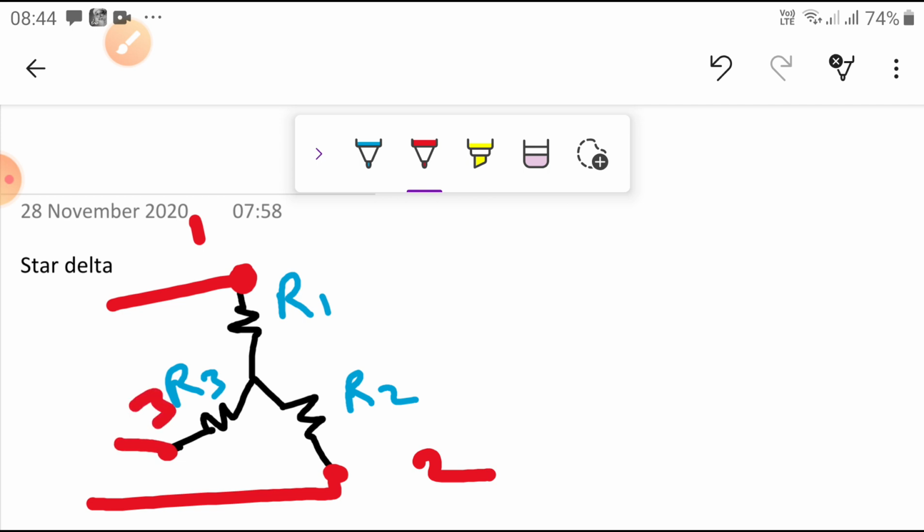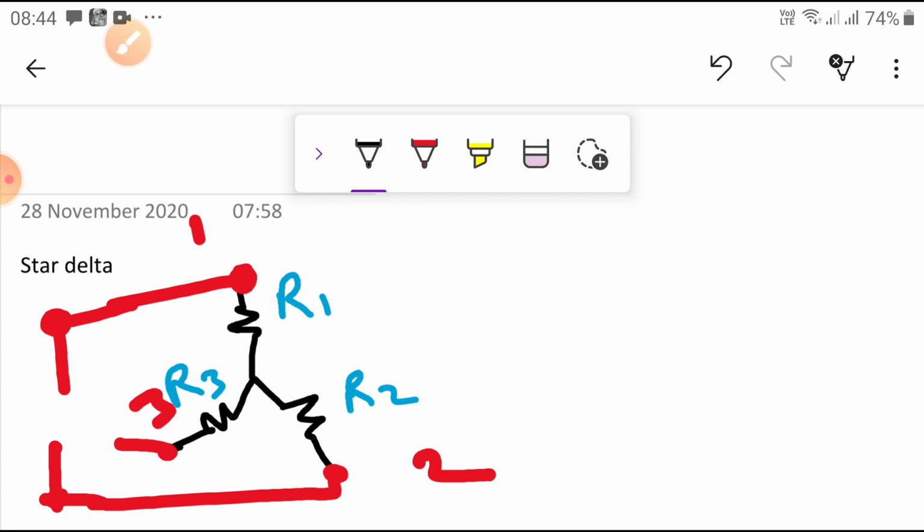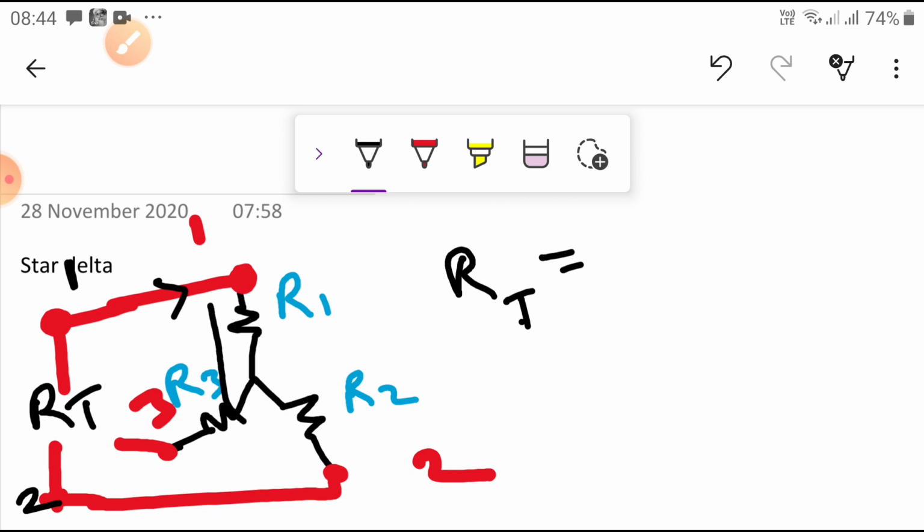Now I want to know what is the resistance between node 1 and node 2. What will happen? The total resistance in this circuit between the first node and second node, R total between 1 and 2, is determined by the current entering and flowing only in this direction, with no connection to the third node.